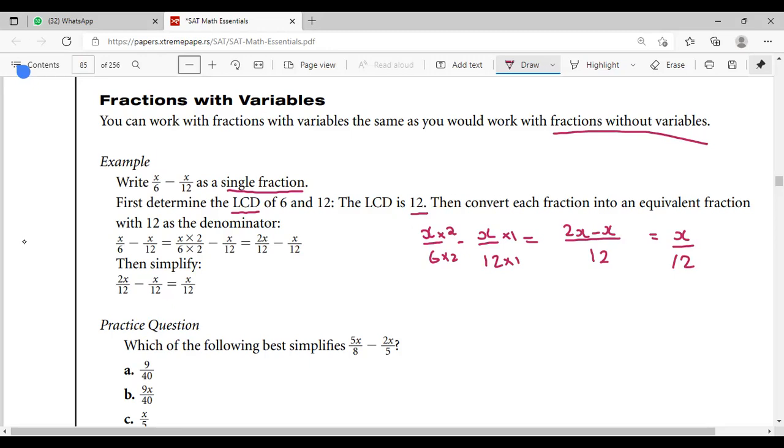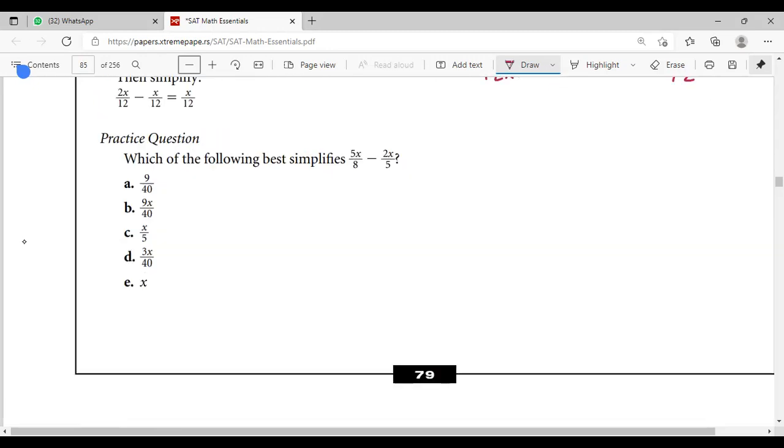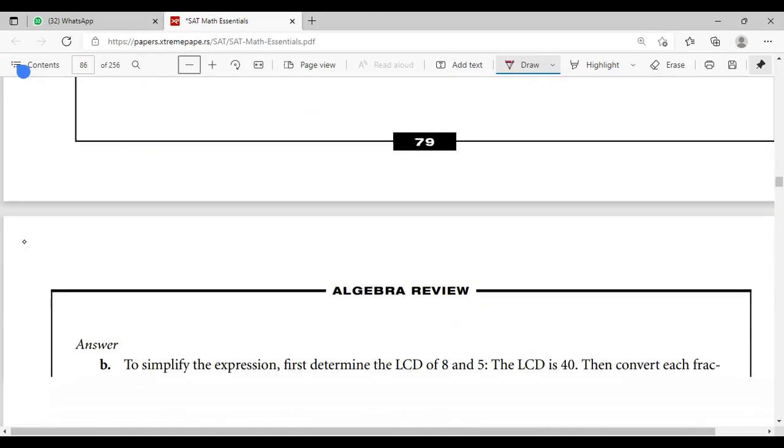Do you understand this? Yes, ma'am. Okay, so can you do this one? It's 9x over 40. Very good. Okay.